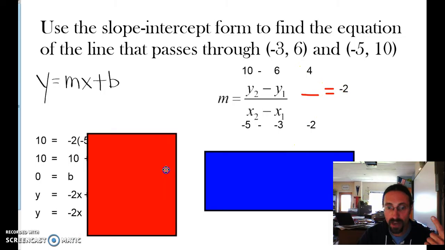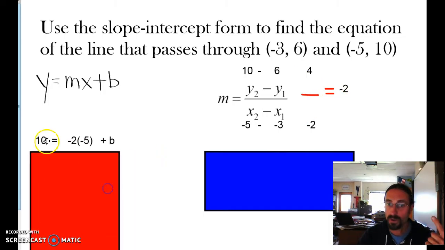Well, now it's just a matter of plugging this in. So y = 10. I can use either one of these points. So the y coordinate that goes with this point that I'm pointing at, right, is 10. The slope is -2. The x coordinate is -5. And b is what I'm trying to solve for. What is the intercept? And you'll get the same result if you plug in 6 here and -3 here.